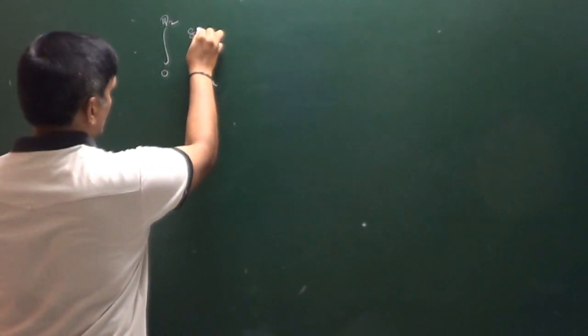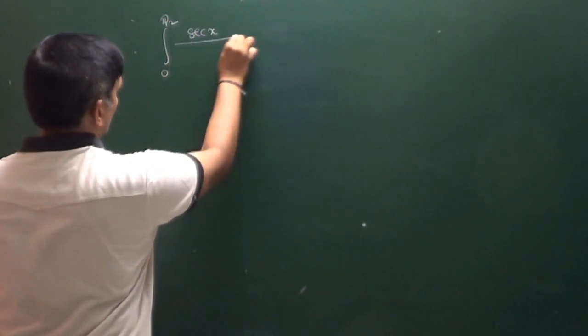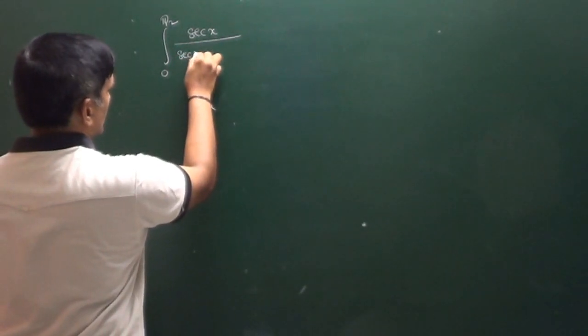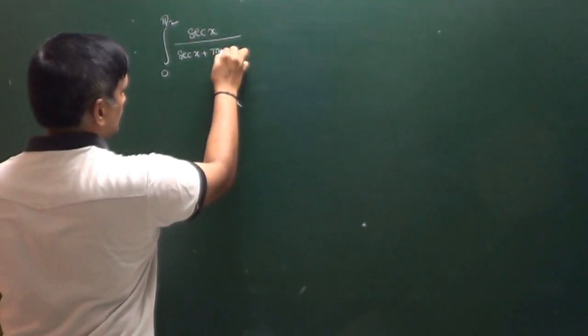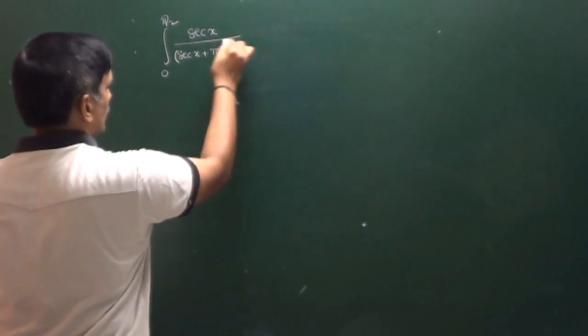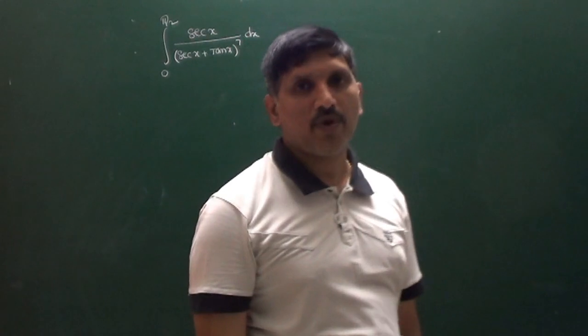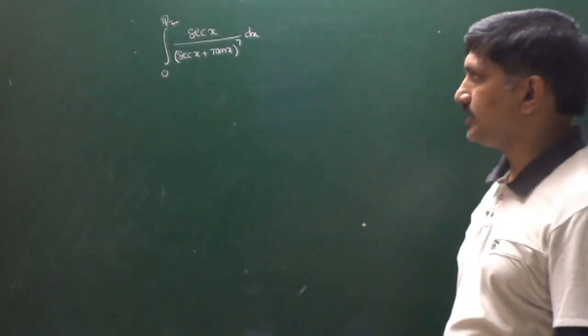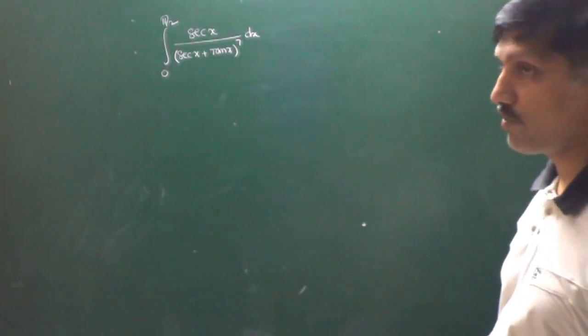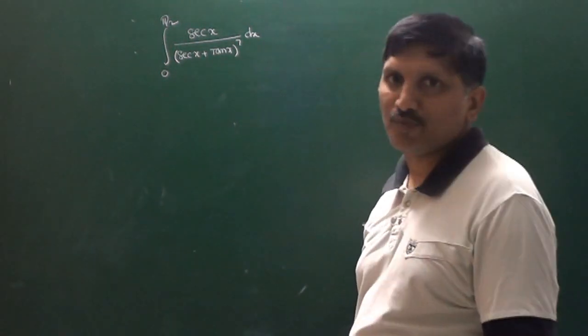Let's participate in another question discussion here. Integral 0 to pi by 2 of secant x divided by secant x plus tan x whole to the power of 7. I am discussing how to proceed with this question.